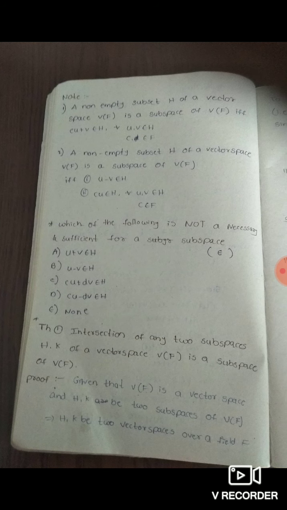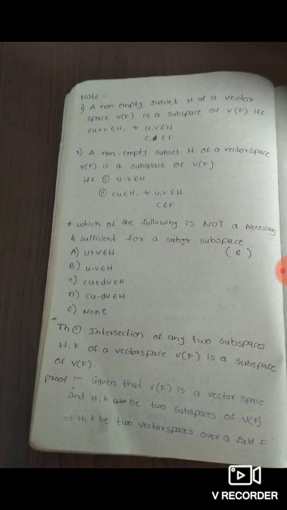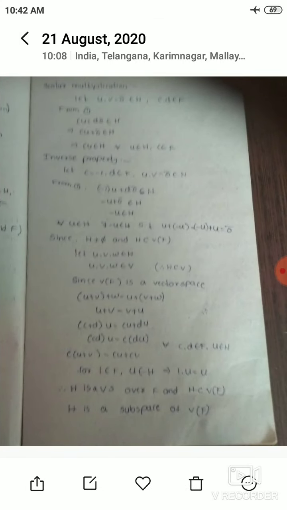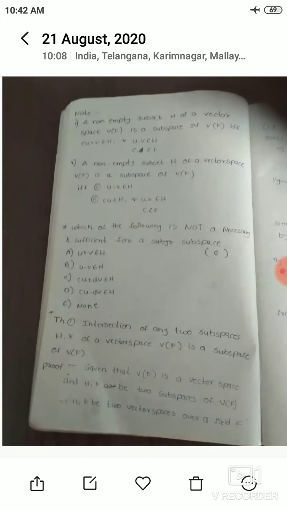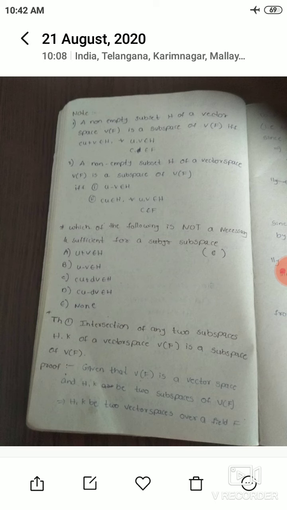On subspace. The intersection of any two subspaces H and K of a vector space V of F is a subspace of V of F. Okay, what is the theorem? What we have to prove? The intersection of two subspaces is automatically a subspace. That means, let H and K be two subspaces, then H intersection K is already a subspace of V of F.